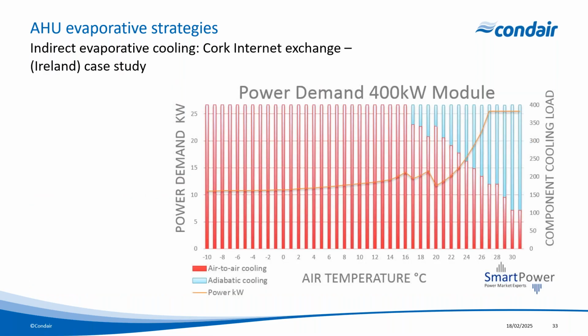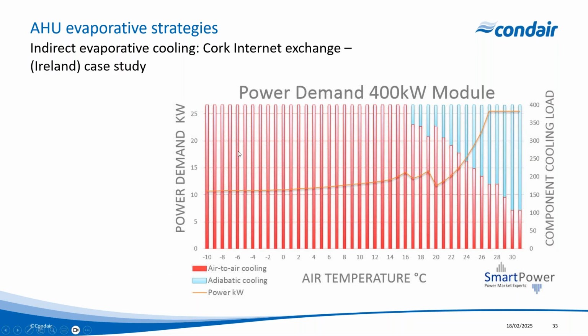So when we looked at the power demand for the unit, we were of course using free air cooling whenever possible. So what we're looking at here is the orange line. You can see that at the lower ambient air temperatures, we're running in just air-to-air cooling mode. So we don't have the adiabatics on yet. As soon as those temperatures start rising, we'll turn on the evaporative cooling system, and that's when we start seeing the increase in power consumption.